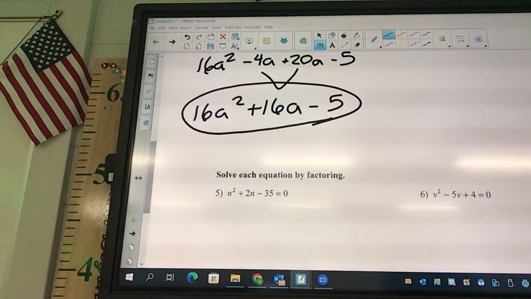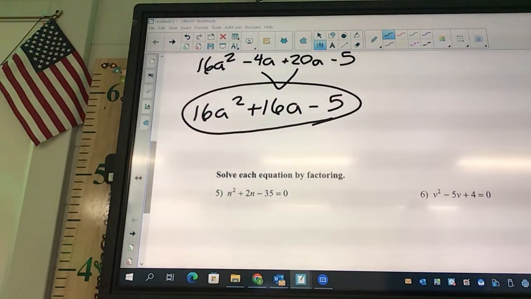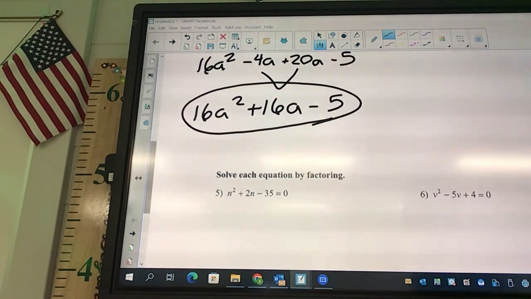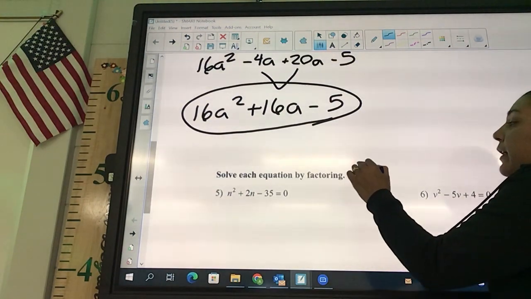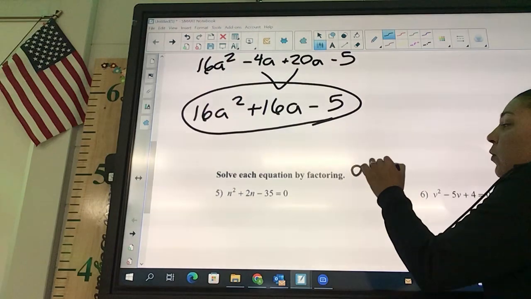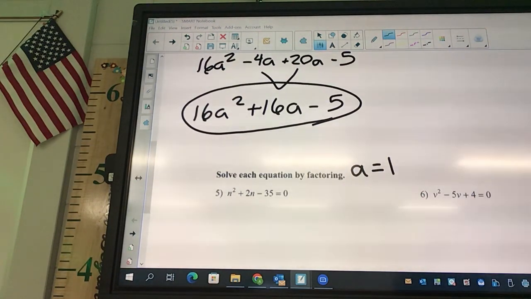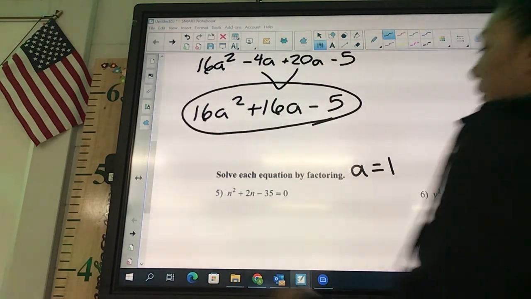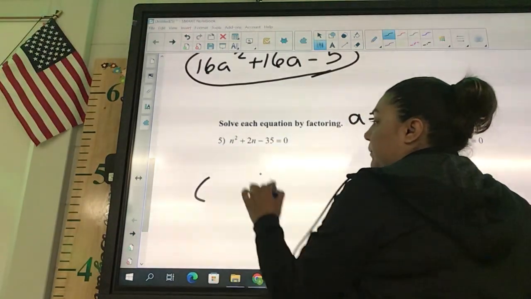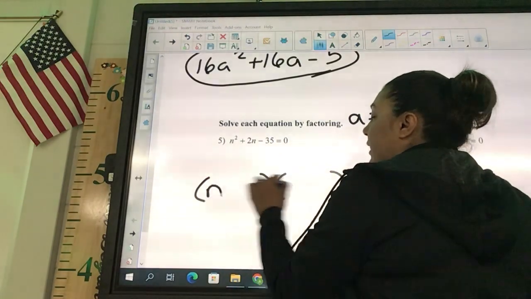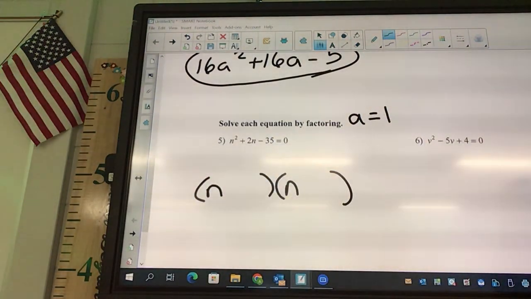Okay, solve each equation by factoring. These ones are the easy ones, and they're when a equals 1. Okay? When it has equals 0, do we stop or keep going? We keep going. Okay, so you're going to draw your two parentheses, and we say n and n. And we find factors of what?